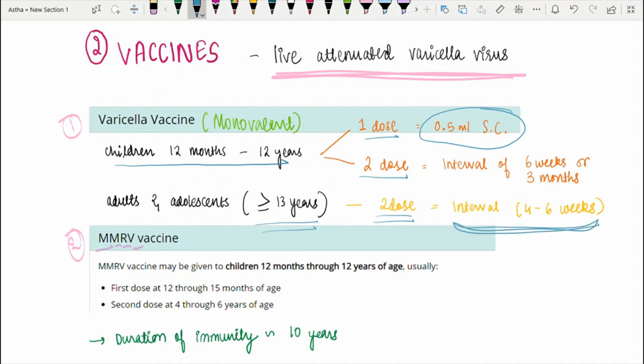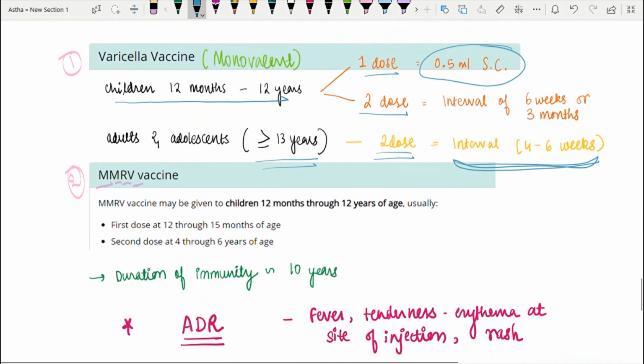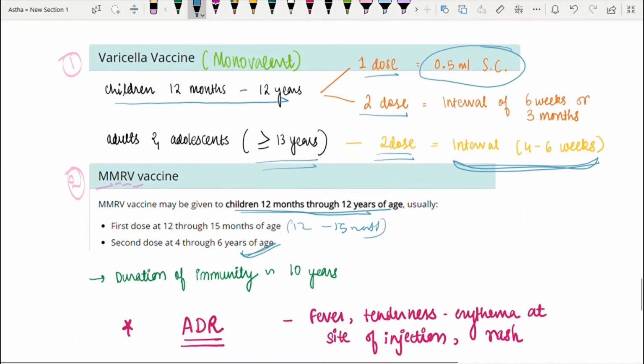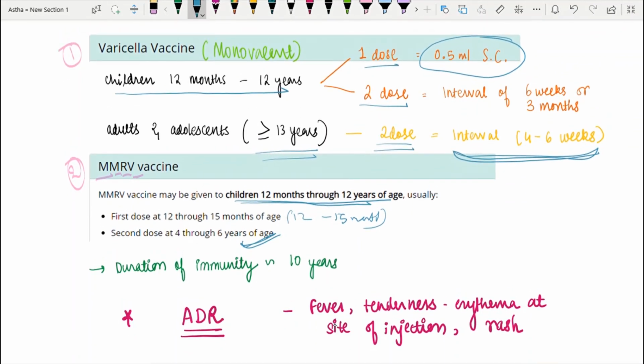So that was the monovalent varicella vaccine. Talking about the tetravalent vaccine, it can be given to children. It is only for children, not for adults. Fine. So it can be given to children of 12 months to 12 years. The first dose is given from 12 to 15 months of age, and the second dose is given at the age of 4 to 6 years. And these vaccines provide immunity which lasts for approximately 10 years.